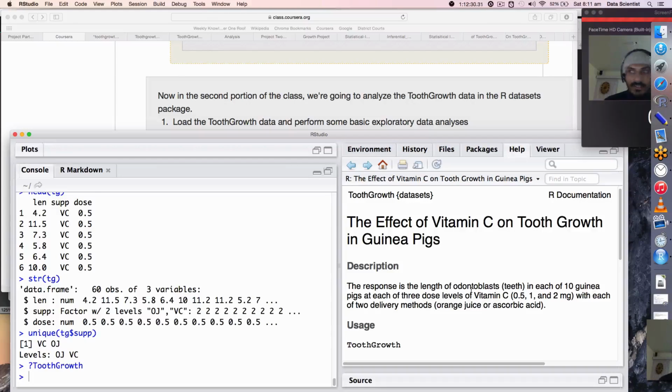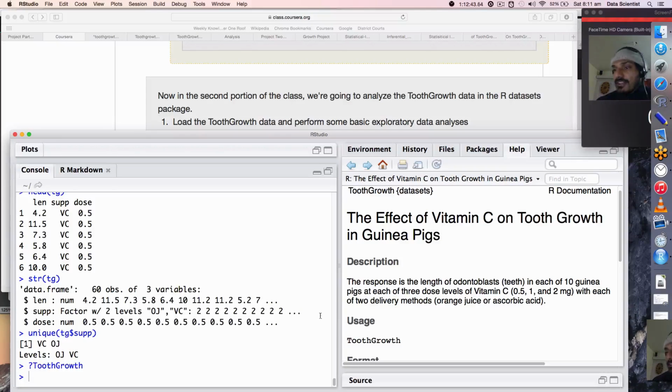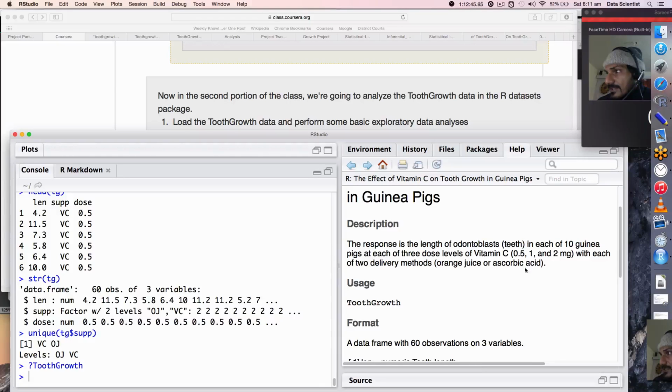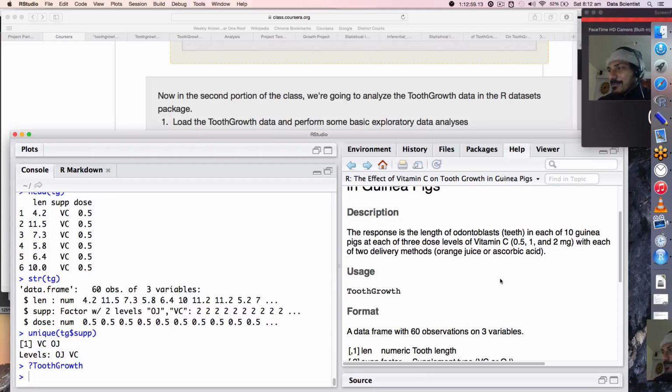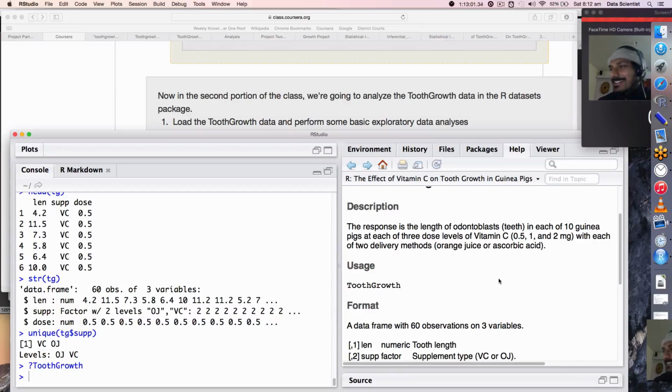We've studied, or in childhood also, you should eat things which have vitamin C or calcium, and your teeth will be better. So guinea pigs at each of 3 levels are given it. Let us see what it says. Two things: one is ascorbic acid, another is orange juice. Orange juice is represented by OJ, and ascorbic acid is represented by VC.